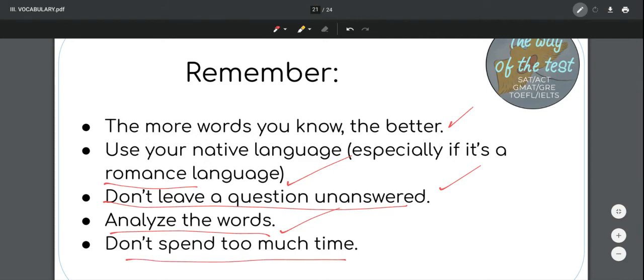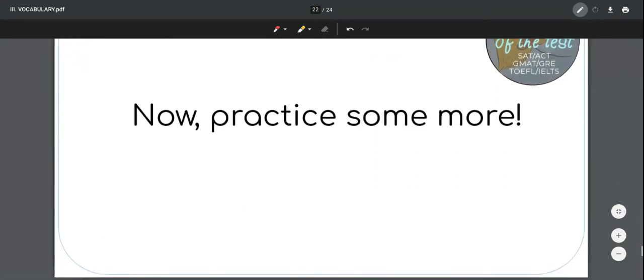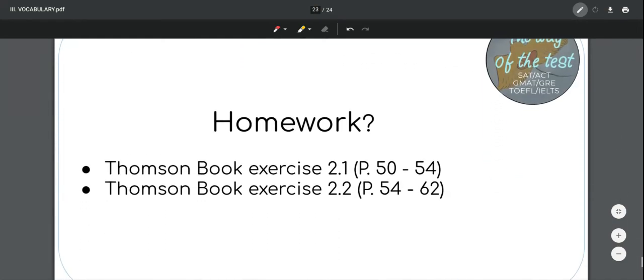And remember to not spend too much time on a word, because otherwise you will be wasting time. Actually, this vocabulary question should be solved in 30 seconds, or 30 to 40 seconds. You shouldn't spend one full minute, because you're just getting the meaning of one word. You're not over-analyzing or inferring. You're just getting the meaning of the word. Okay, now you're going to practice some more.